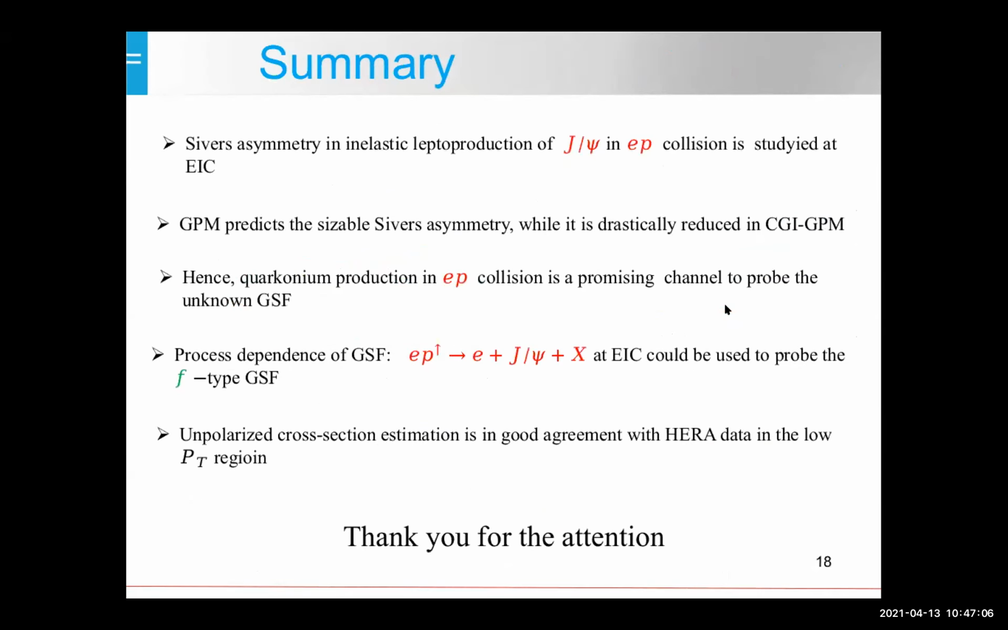This brings me to the summary of my talk. We have studied the Sivers asymmetry in inelastic leptoproduction of jets at the EIC by incorporating the generalized parton model as well as the CGI model. The GPM predicts a sizable asymmetry, while the asymmetry in CGI is drastically reduced. The sizable asymmetry indicates that the jet is a promising channel to probe the unknown gluon Sivers function. Moreover, it allows us to probe the process-dependent F-type gluon Sivers function.